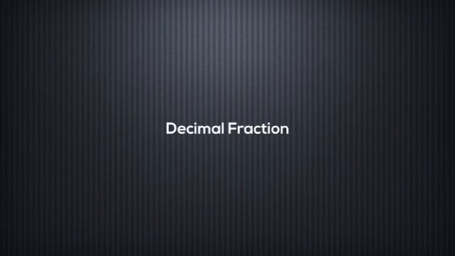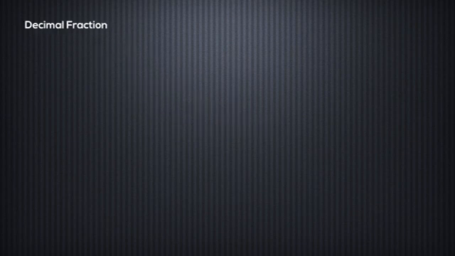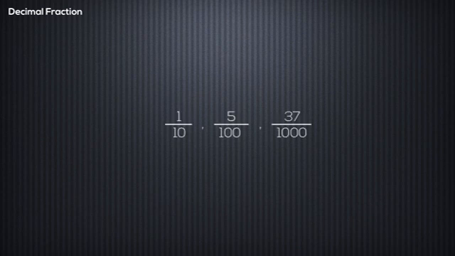Decimal fraction. In this chapter, we will learn about decimal fractions, multiplication and division of decimal fractions, and what are recurring decimals. A fraction is a number which is expressed in the form of p by q, where p is called the numerator and q is called the denominator. Hence, a decimal fraction is a fraction whose denominator is a power of 10.